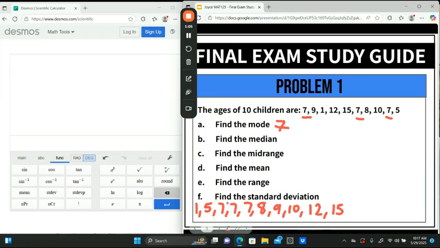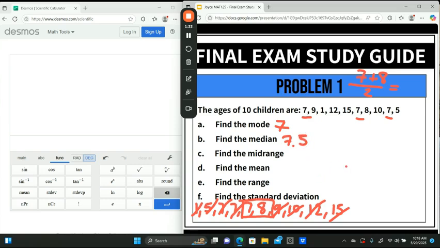Okay, and to find the median, you simply mark off 1 from each end in order until you find the middle number. That is what median is. And so you see we have 2 numbers left in the middle here, so we're just going to take the average of the 2. So if we add 7 plus 8 and divide by 2, that gives us 15 over 2, which gives us the median of 7.5.